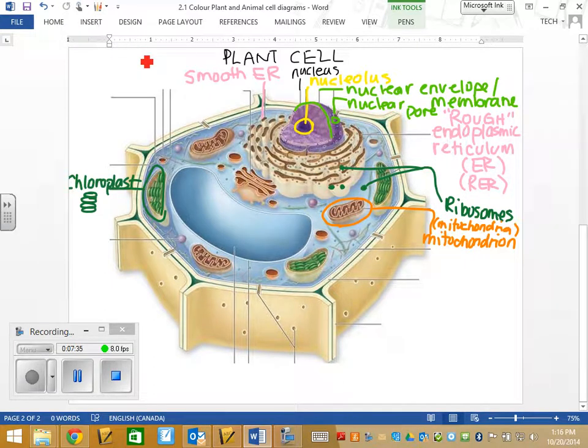Now we'll come back over to the top here. This structure right here is called the Golgi Apparatus. You'll notice that it looks a lot like the endoplasmic reticulum, except that it's very visibly separate. It's not right around the nucleus. It's kind of off on its own a little bit.